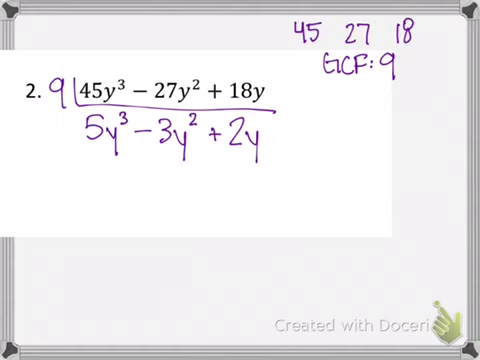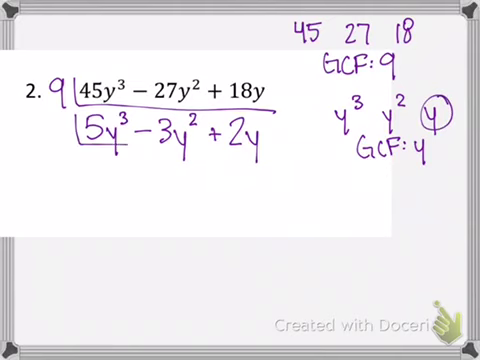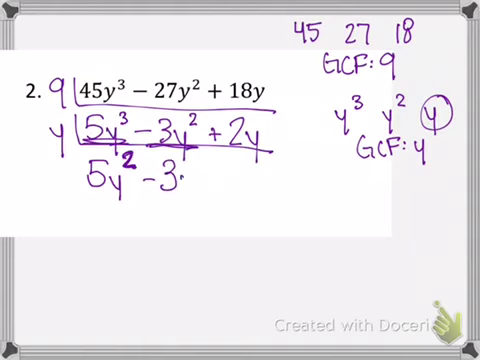But then I also have my y's. Y to the third, y to the second, and y. My greatest common factor out of those terms is y by itself, my lowest exponent. So let's divide by y. 5y to the third divided by y is 5y to the second power. 3y to the second divided by y is now 3y. And 2y divided by y is just plain old 2.